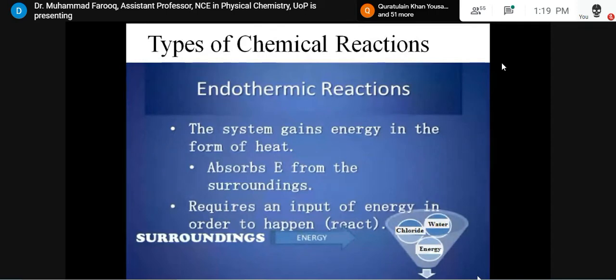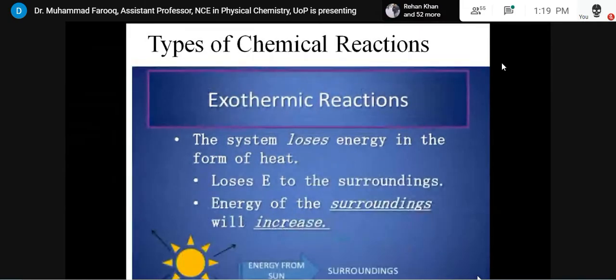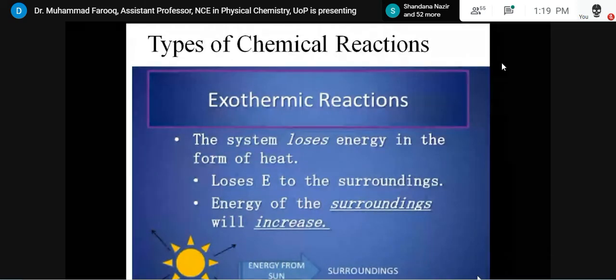Also you can see the dissolution of the material in water is accelerated by providing heat, which means they are endothermic in nature. So exothermic reactions are those which release heat to the surrounding. For example, when a system loses energy to the surrounding, the energy of the surrounding will automatically increase.